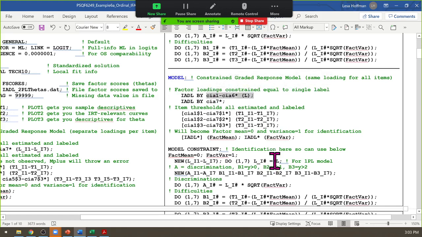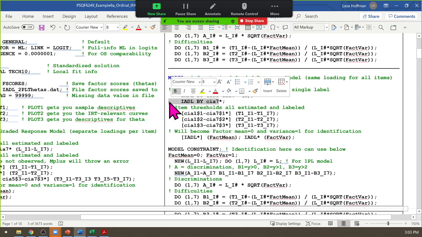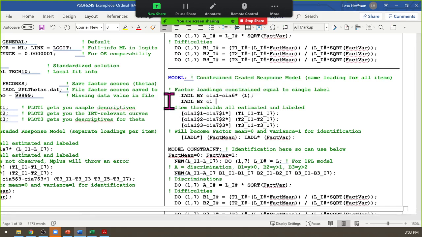So this switch to constraining the 7 loadings to be equal is the only thing that made these models different. And so we can do a likelihood ratio test to compare their fit to decide whether or not that constraint is useful. So let me undo what I did here.